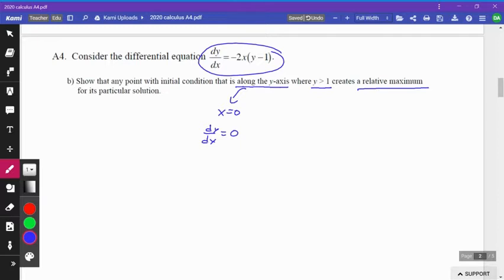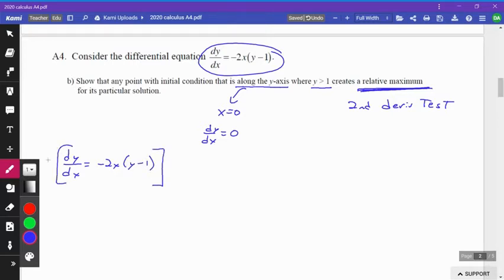Now, if I want to deal with the idea of a relative maximum, I don't have an original function to work with, so what I want to do is use the second derivative test. I have dy/dx equals -2x times (y minus 1). I want to take the second derivative, and I'm going to have to use the product rule. So remember, first times derivative of the second plus second times derivative of the first.